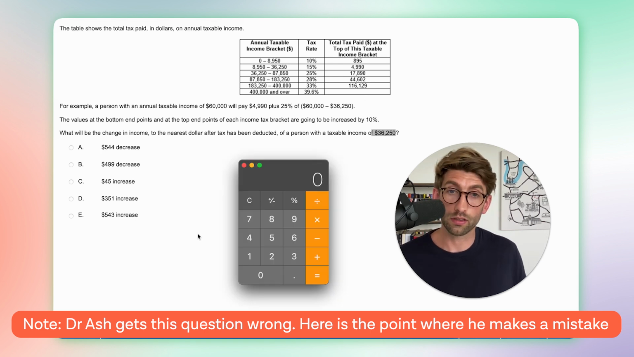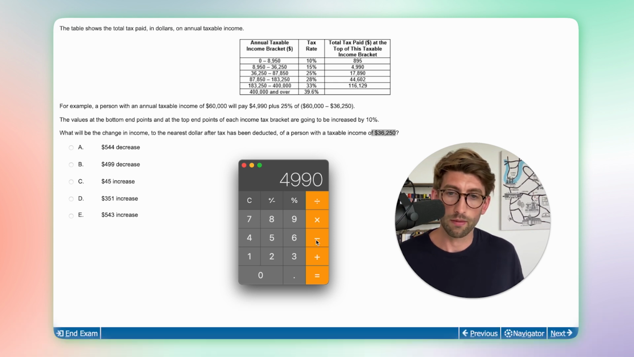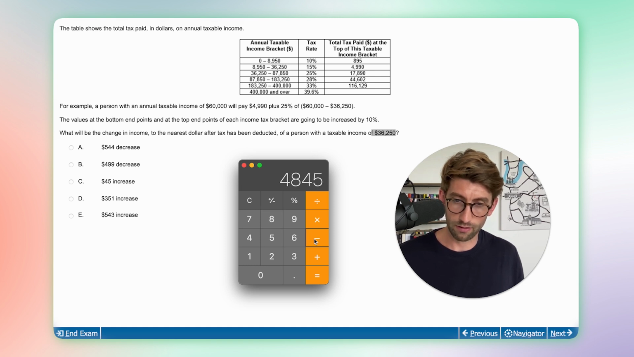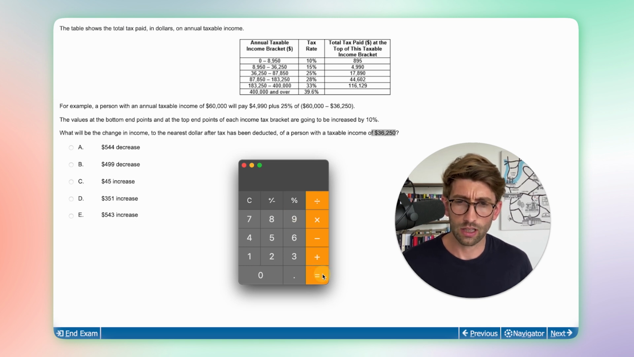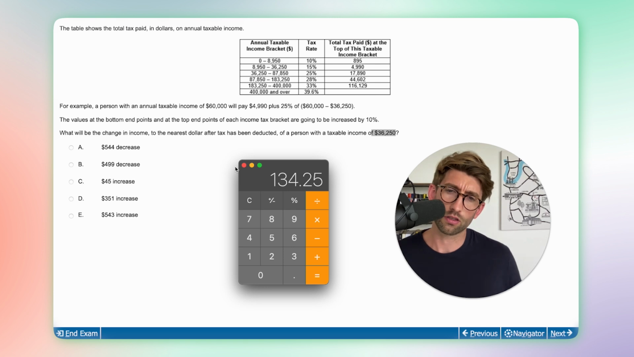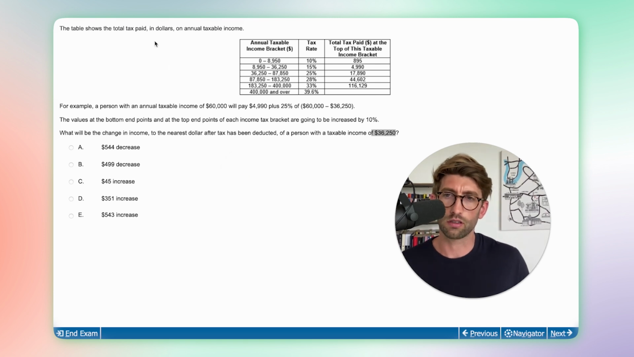But really, all we need to know is, what is the difference between the 4,990 minus the, what was it? 4,845, wasn't it? 4,855. See, yeah, in theory, if you do the difference between these two, you should get the answer. But I end up with this, which obviously isn't right. So let's go through the answer. Let's see what they say.